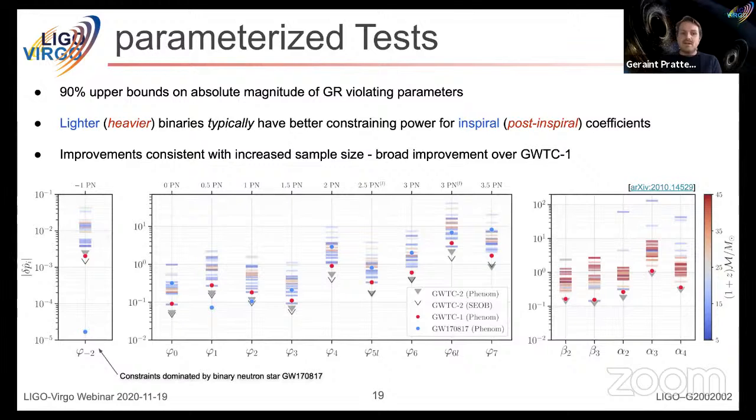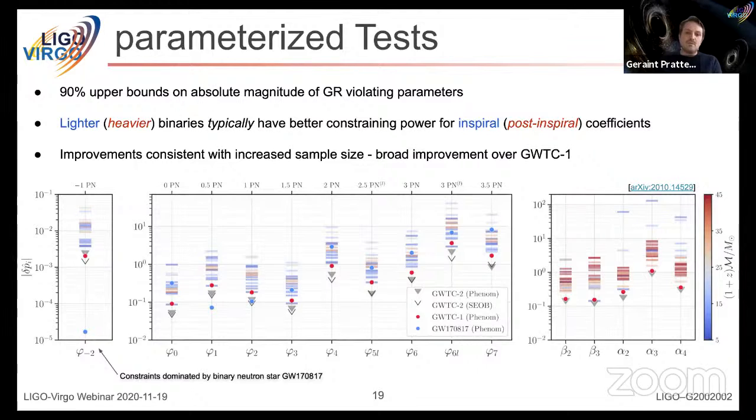And what we typically find is that lighter binaries have better constraining power in the inspiral and heavier binaries for the post-inspiral. This is simply a consequence of how the waveform scales with mass. As we increase the mass of a binary, it gets shifted to lower frequencies. So more of the post-inspiral regime enters into the LIGO-Virgo sensitivity band. So this just means that you're sensitive based on the mass and the mass scaling. Now, the improvements that we see are consistent with the increase in sample size. This is your typical root N improvement.